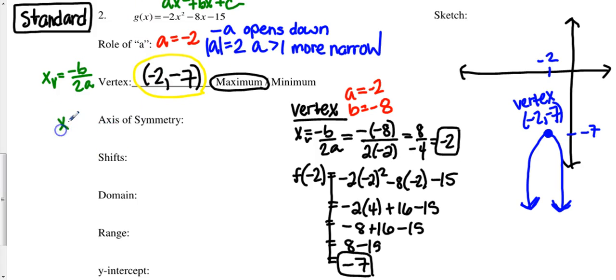Axis of symmetry comes from the x value of the vertex. So I see it right here, it's -2. And we can plot that invisible dotted line at x equals -2 that literally cuts the parabola directly in half.